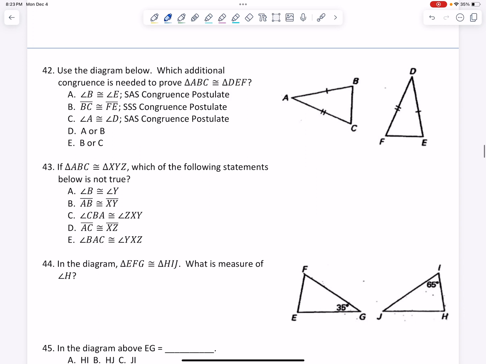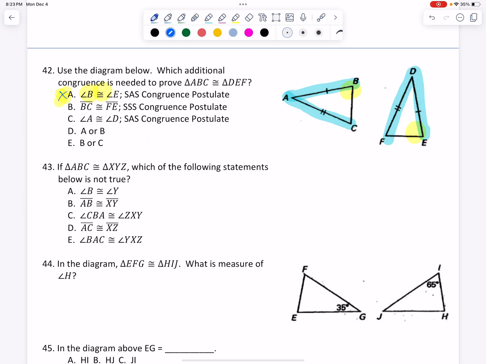Okay, use the diagram below. Which additional information is needed to prove these triangles congruent? So let's just go one by one. We want to prove them congruent. And so we've got a side congruent to a side and a side congruent to a side. If B and E are the same, what it's saying is that you could use angle, side, angle. B and E. That is not side, angle, side. That is side, side, angle. So it's not that one. I know it's not that one. Okay? I'm going to keep going.